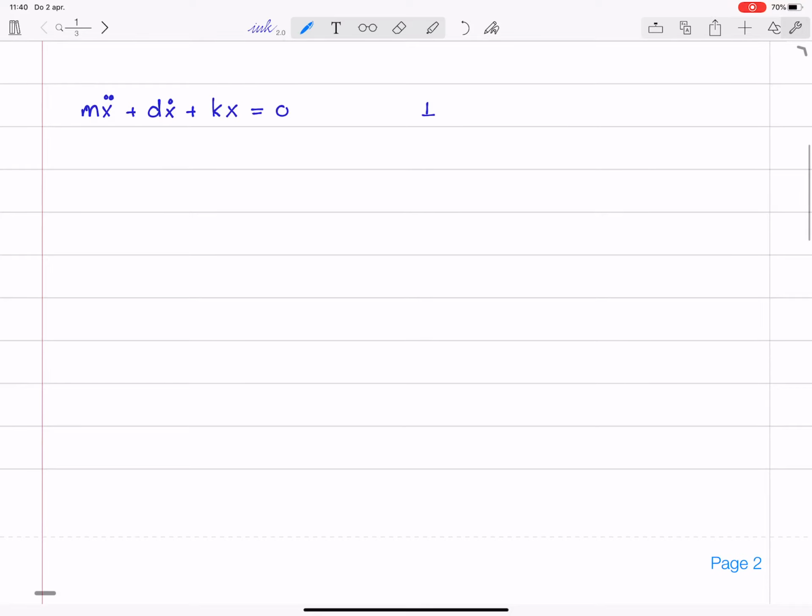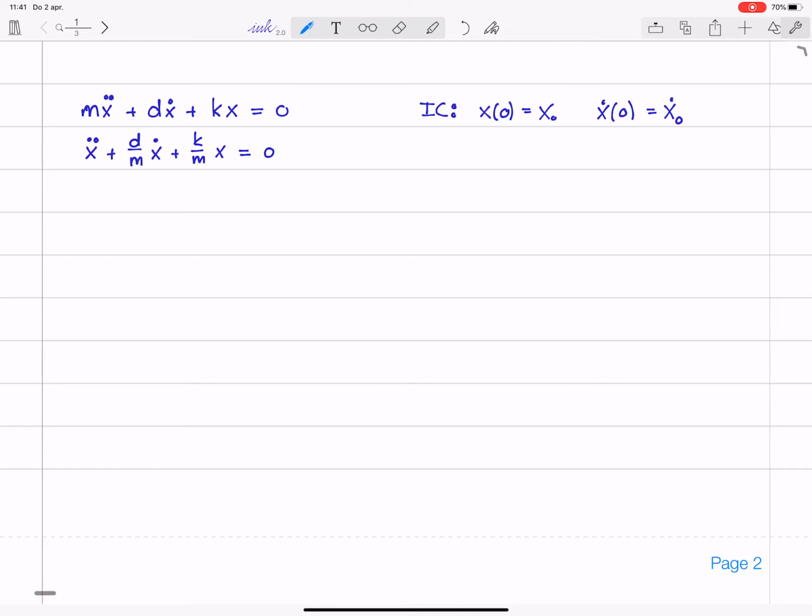And the system is subjected to initial conditions: x at 0 is x0 and x dot at 0 is x dot 0. Good. Well, in order to derive the solution, we use the methods for second order homogeneous ODEs. I will start by rewriting this equation such that the term in front of the x double dot is 1, like this, plus d over m times x dot plus k over m times x.